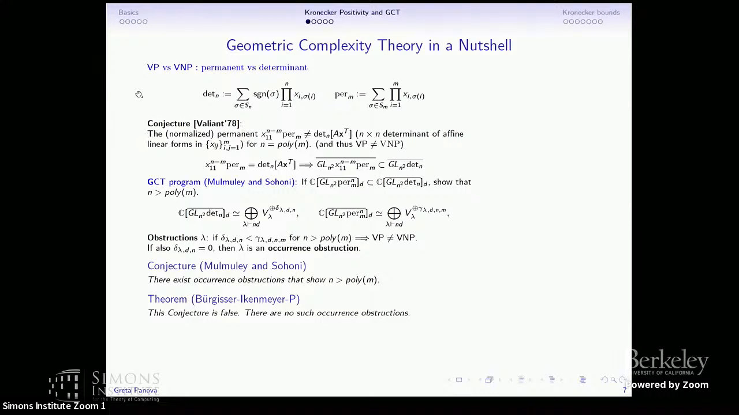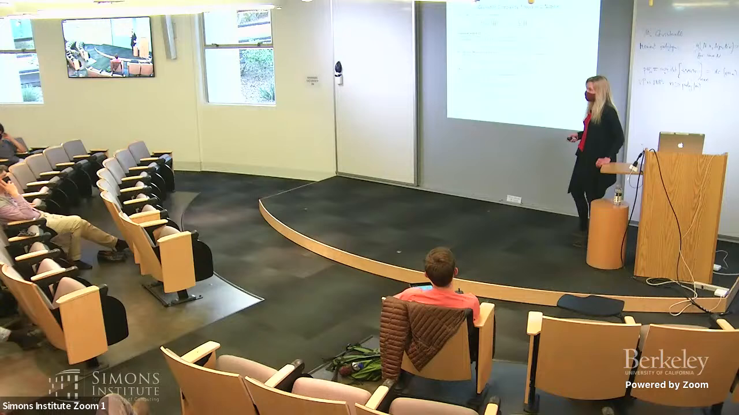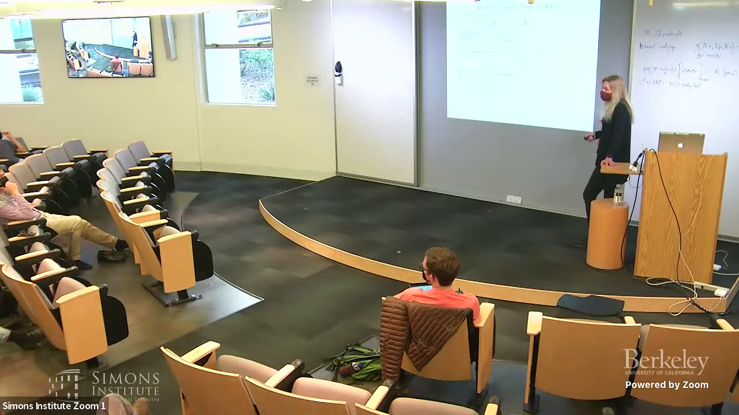Yes? Does this negative result depend on this particular embedding of permanent in determinant, where you complete it with a diagonal? If you had a different embedding, I mean, I know that it does depend on. Yeah, so basically, if there's another natural embedding, maybe this negative result doesn't hold either.